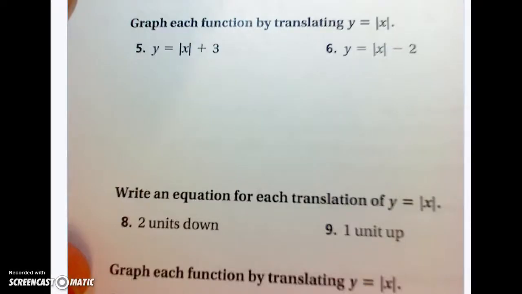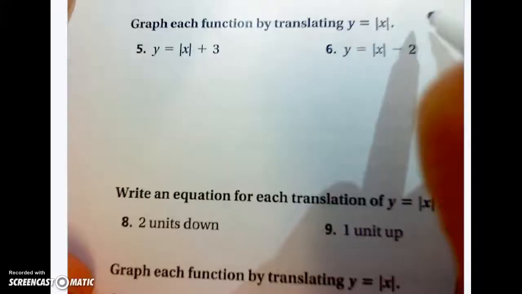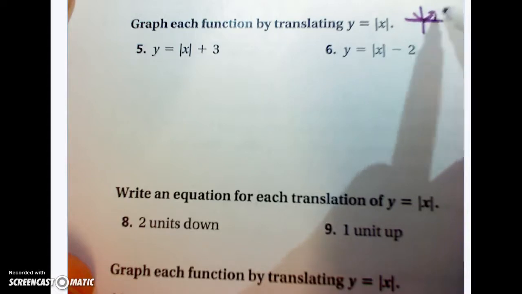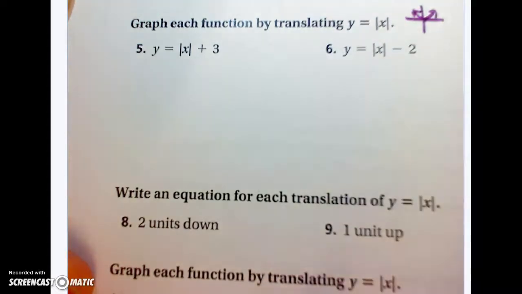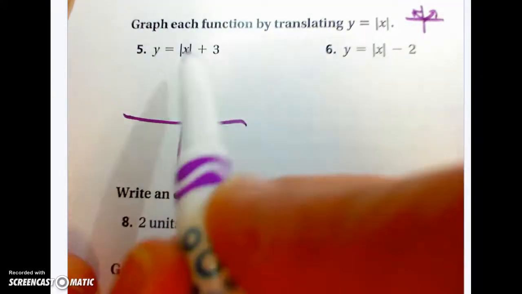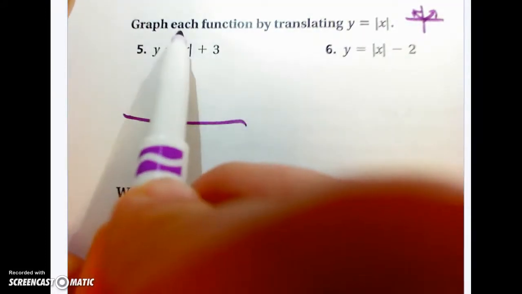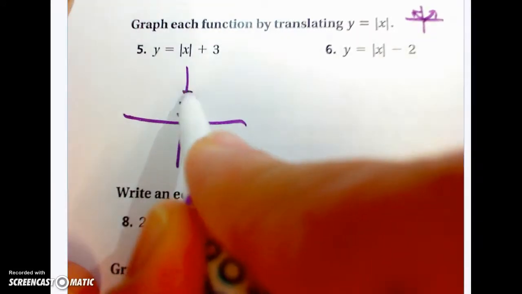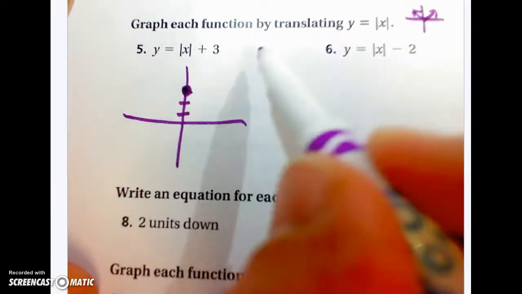Graph each function by translating y is equal to the absolute value of x. So we know this graph is right at the origin. So this one says +3. So if x is 0, you can see y is equal to a +3. So I'm going to go up to 3, put my origin there.